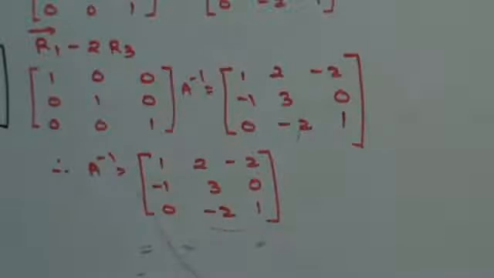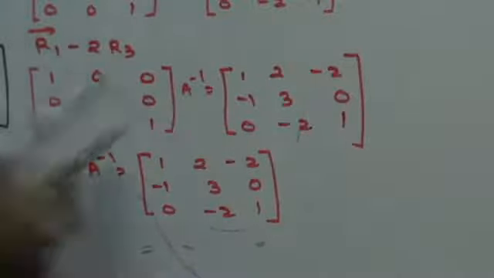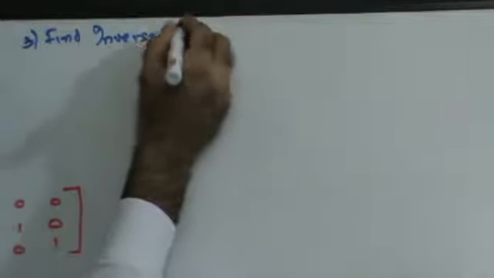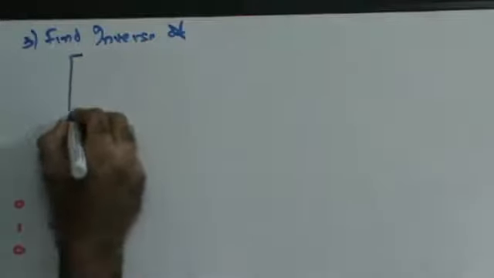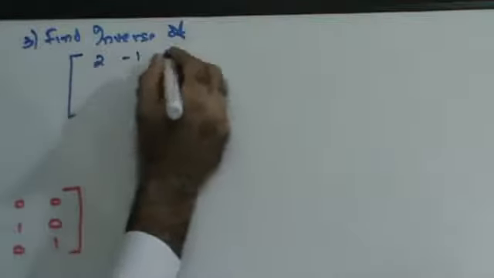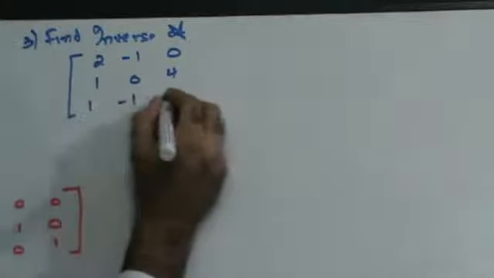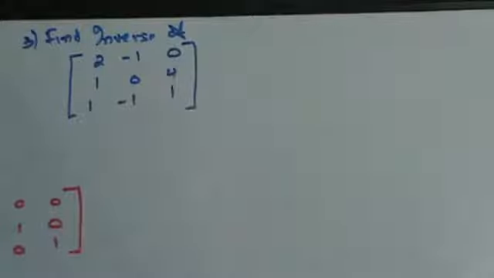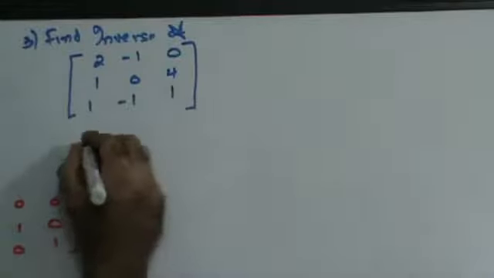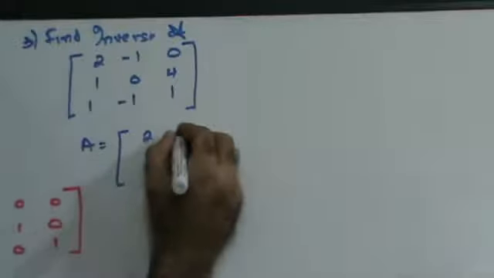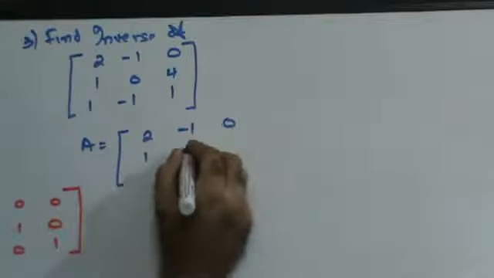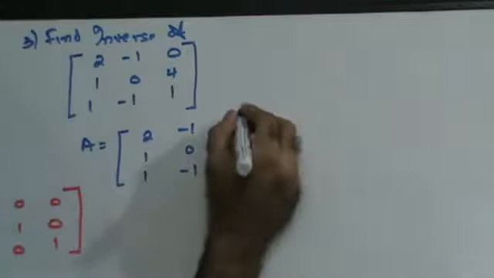Next, let's see the next sum, guys. Nice topic. Find the inverse of 2 minus 1, 0, 1, 0, 4, 1 minus 1, 1. Whatever is the sum, you assume that to be A. So you will say A is equal to 2 minus 1, 0, 1, 0, 4, 1 minus 1, 1.